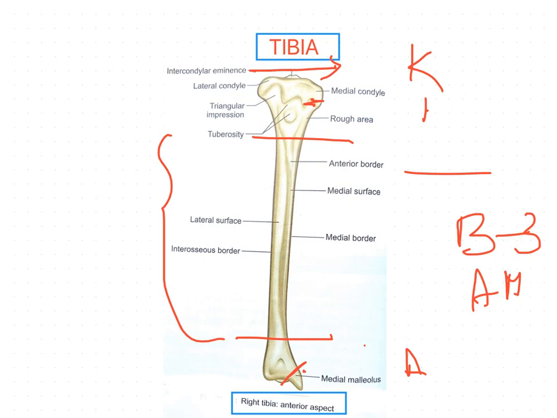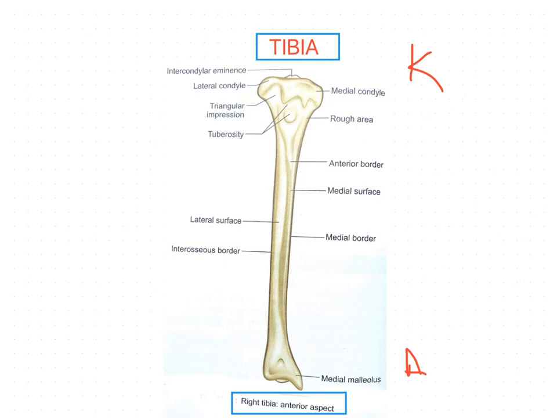Because of these 3 borders, it consists of 3 surfaces: the medial surface, lateral surface and posterior surface. So now we will see the borders first and then we will move on to the surfaces. First we will see the anterior border.